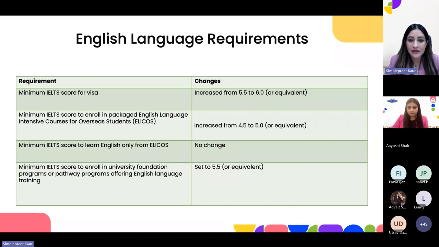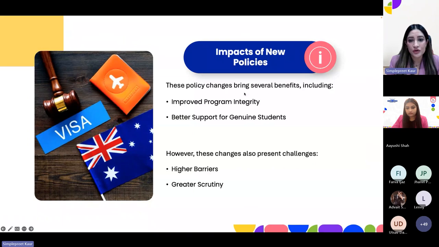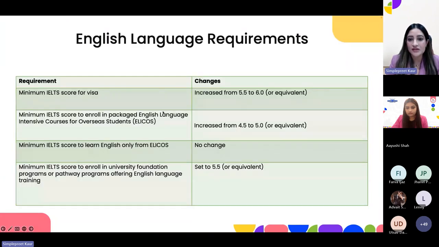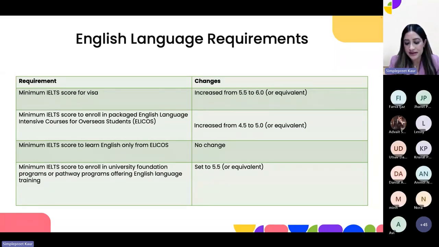Now, these are the raised English standards for the student visa. Previously, the English score requirement was 5.5, which has now been increased to 6 bands. If you're going for an ELICOS course, which means you're packaging your course with the ELICOS course, then it is increased from 4.5 to 5 bands. If you're just studying an ELICOS course, then there is no change in the English test. And if you're going for a university foundation course, then it is set to 5.5 or equivalent bands in the other acceptable English tests.